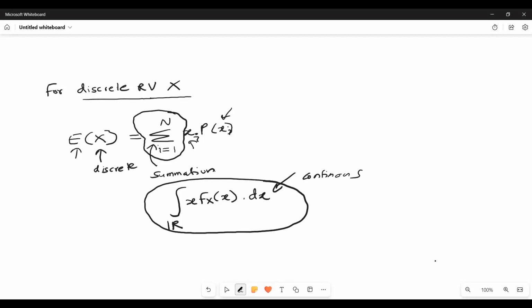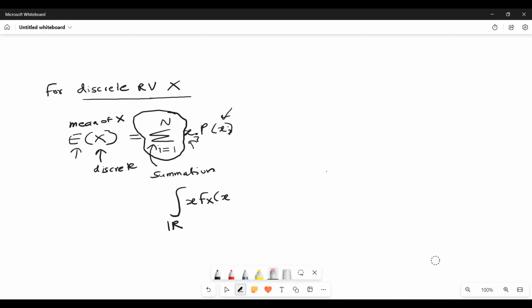Before going to that, I also want to mention that this is the mean of x. And since we want to find the variance of x most of the time, we need to know how to define that also. So the variance of x, we need to know.